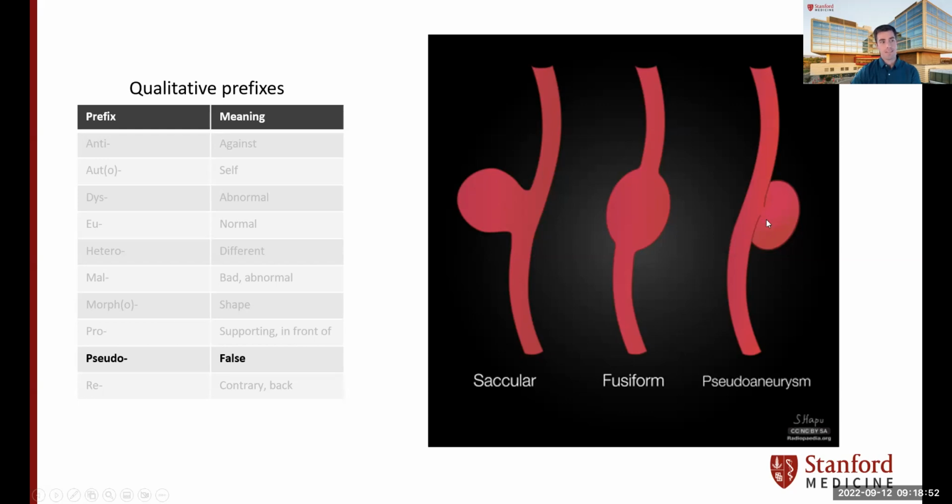Now you can imagine that this is really important because a pseudoaneurysm carries both a different way of treating it in terms of how you cover it and a different risk. Because it's just one single lining, it has a much higher risk of bursting and can cause much more significant bleeding. So a large pseudoaneurysm is more worrisome than a large aneurysm in many cases.